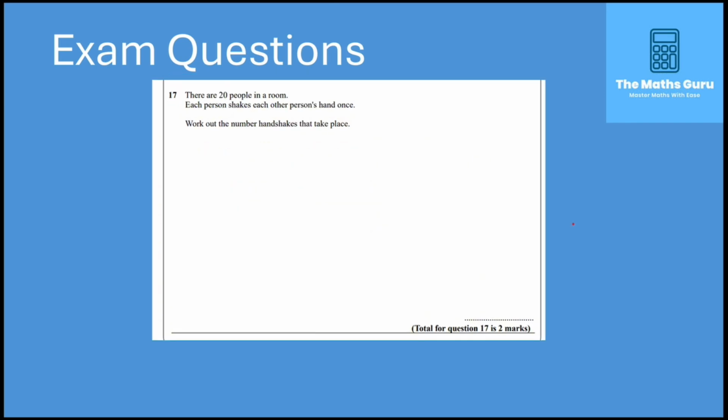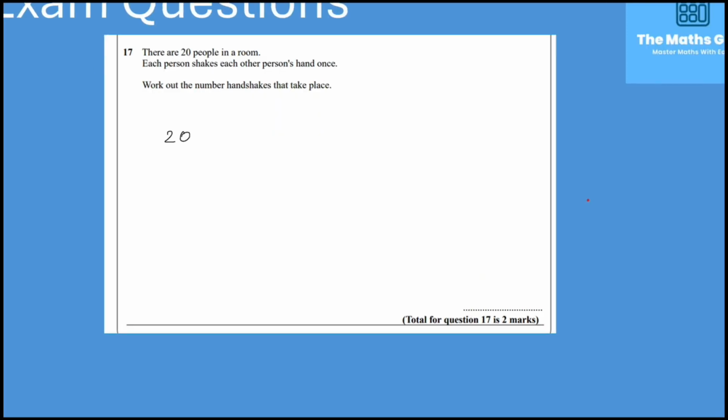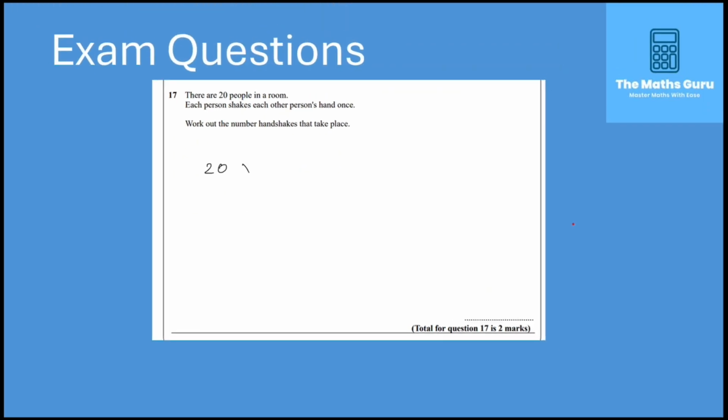Now, looking at our last question today, it tells us there are 20 people in a room. Each person shakes each other person's hand once. So 20 is our M event. To shake every other person's hand in the room is times by 19 because they cannot shake their own hand. So there's 19 other people in the room.